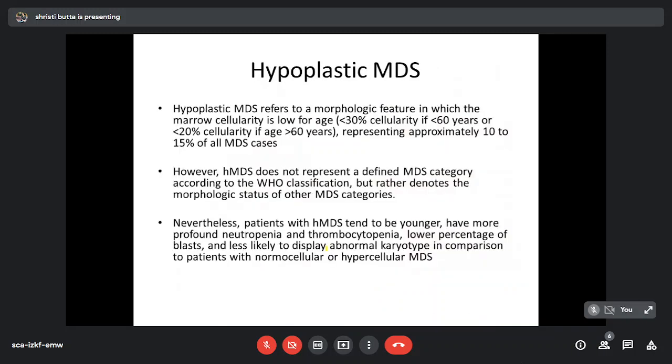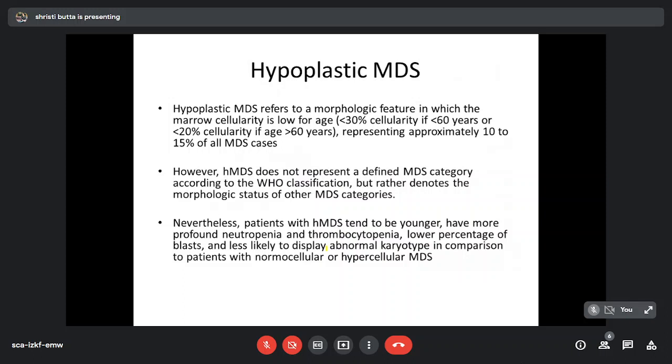Now, coming to another entity, which is hypoplastic MDS. Hypoplastic MDS refers to a morphologic feature in which the marrow cellularity is low. That is, there is cytopenia in the peripheral blood as well as cytopenia in your marrow. Your marrow is hypocellular, or rather hypoplastic for that matter. The cellularity is low, that is less than 30% if the individual is less than 60 years, or less than 20% if the individual is more than 60 years.